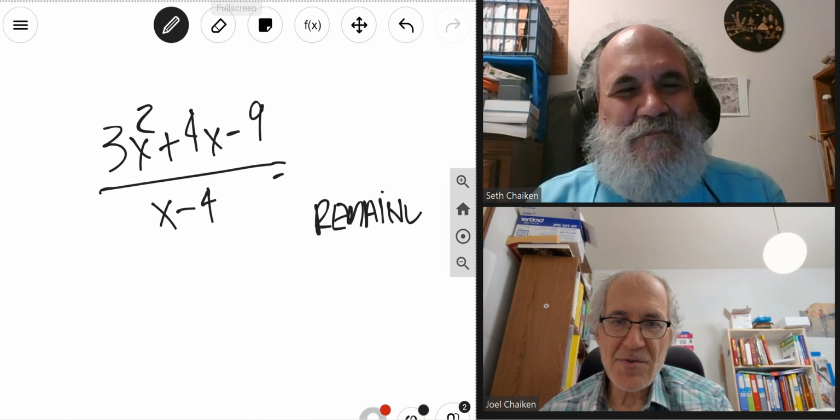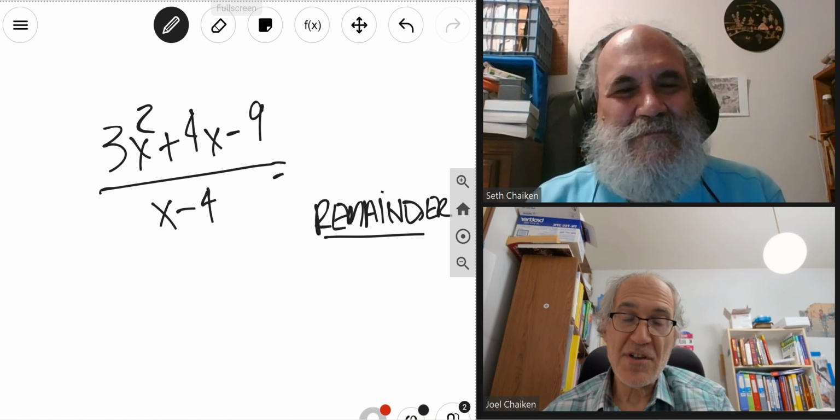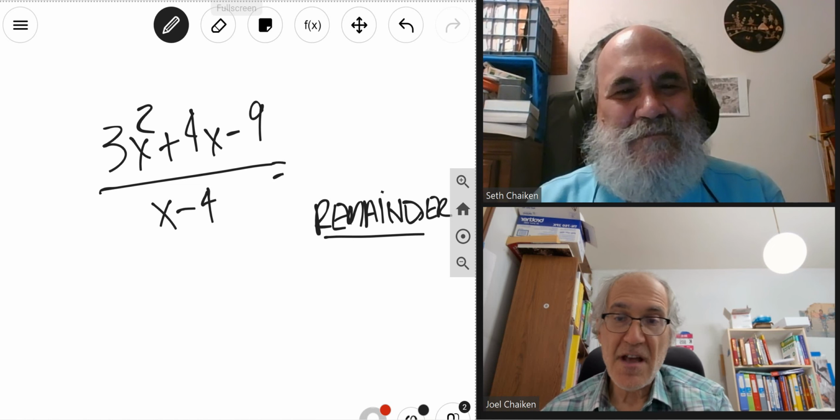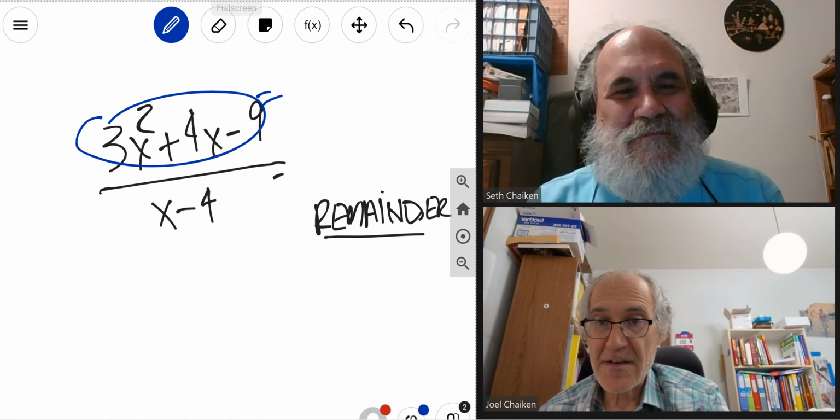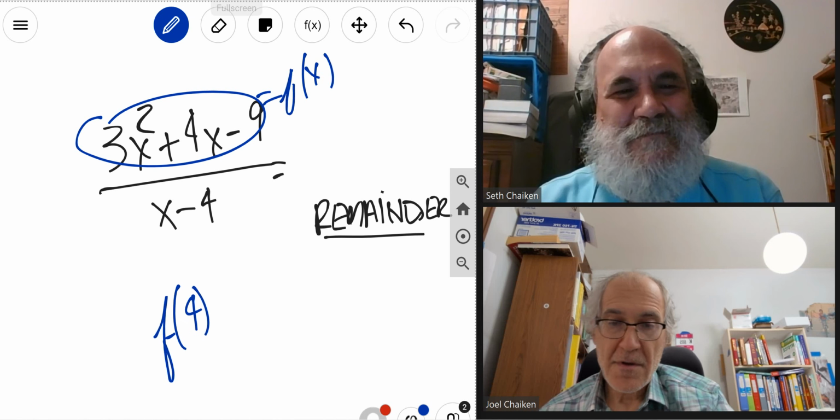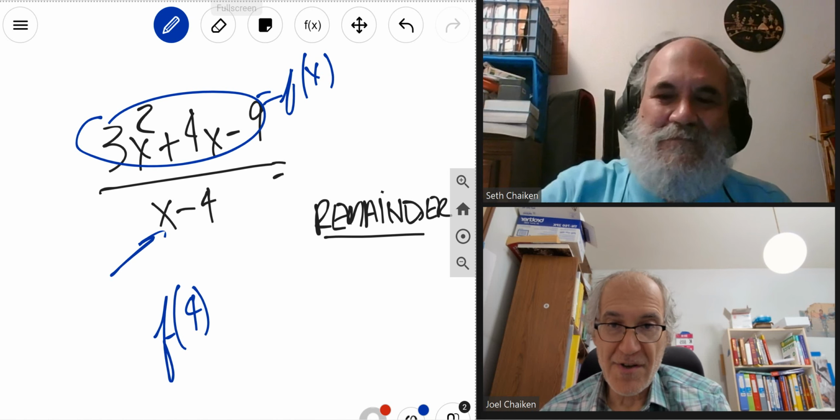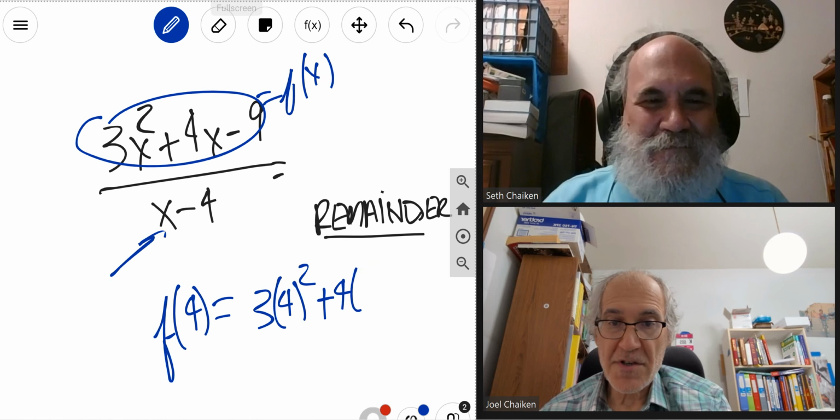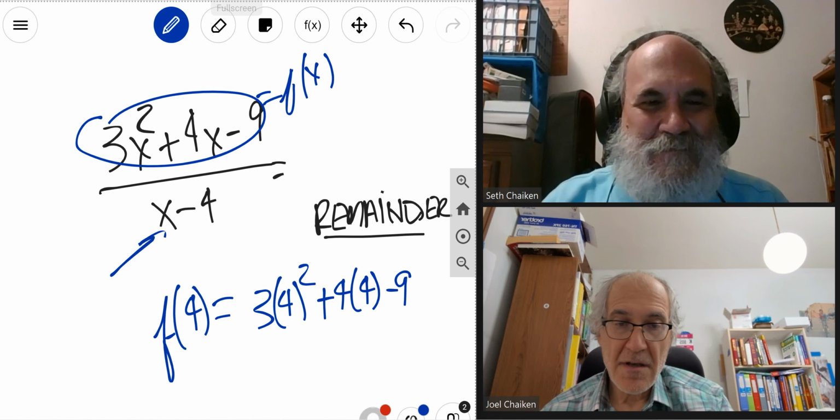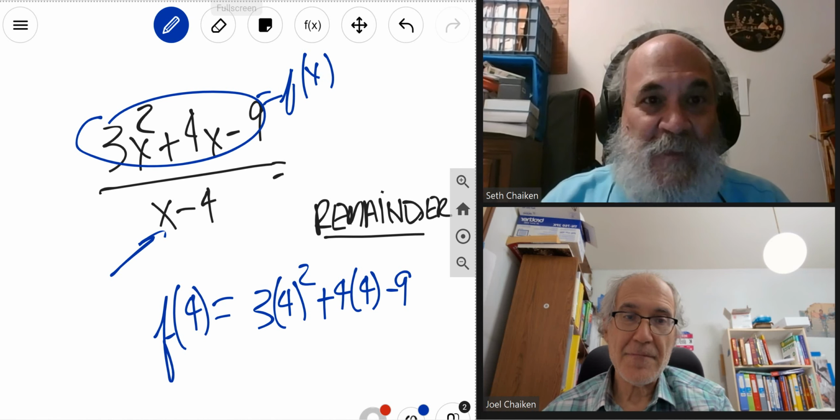Now, again, you do this in 11th grade math, and sometimes the SAT requires you to know this. So the answer is, this is f of x, right? So the remainder is just f of 4. You take the root here that makes the denominator 0, that's 4, and you shove it in there. So this is 3 times 4 squared plus 4 times 4 minus 9. Another one of these things you either know or you don't.